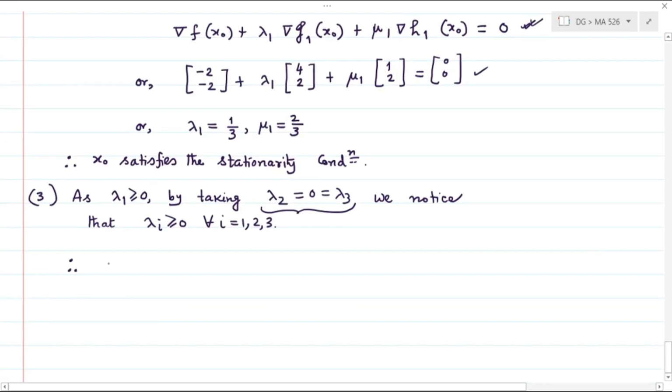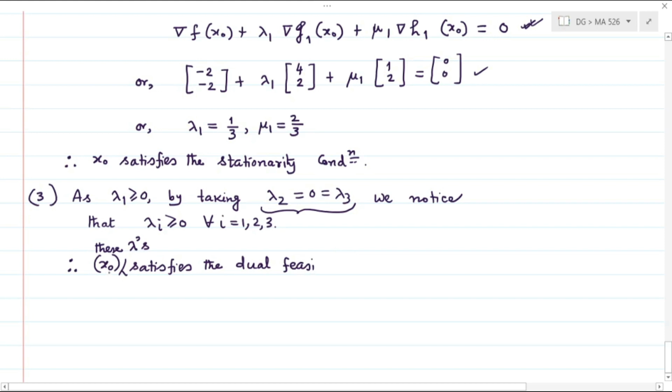Here, therefore, x naught satisfies... not eventually x naught, your lambda, therefore these lambdas satisfy the dual feasibility. And we note that these lambdas are corresponding to the point x naught.